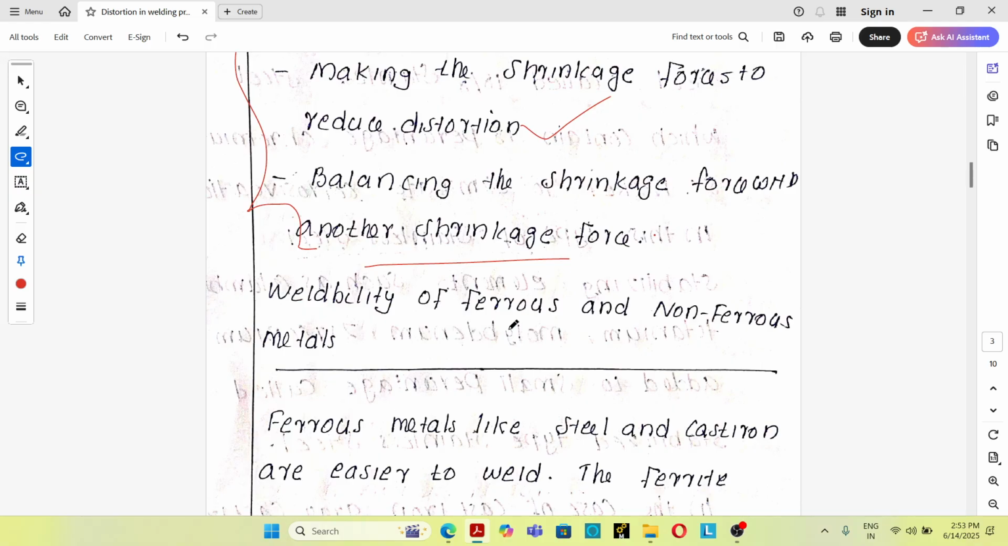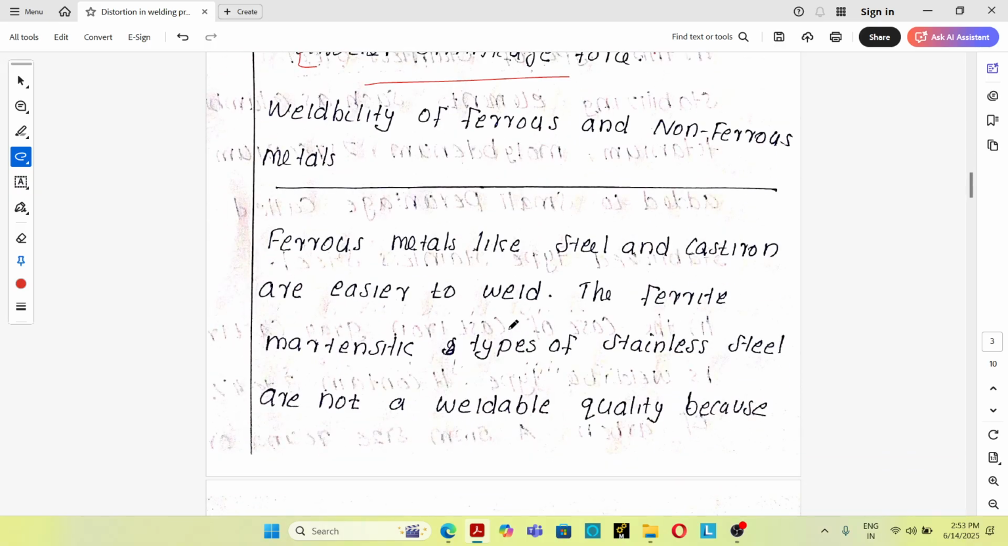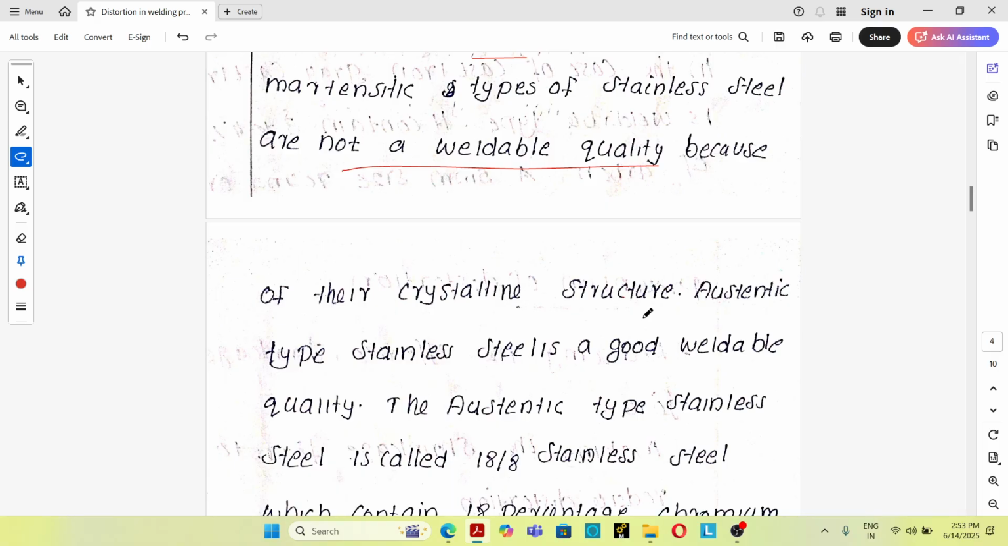So the next one is weldability of ferrous and non-ferrous metal. What is the condition of weldability of ferrous metal and non-ferrous metal? See, ferrous metals like steel and cast iron are easier to weld. The ferritic and martensitic type stainless steels are not of weldable quality because of their crystalline structure. So ferritic and martensitic stainless steels are not weldable. Austenitic type stainless steel is of good weldable quality.